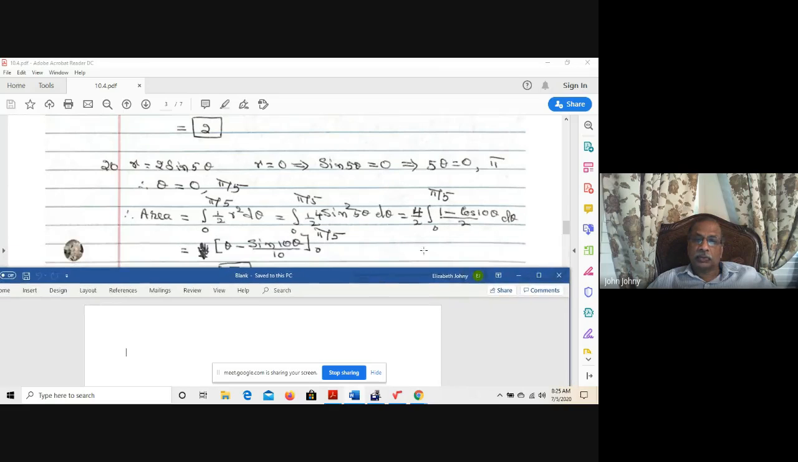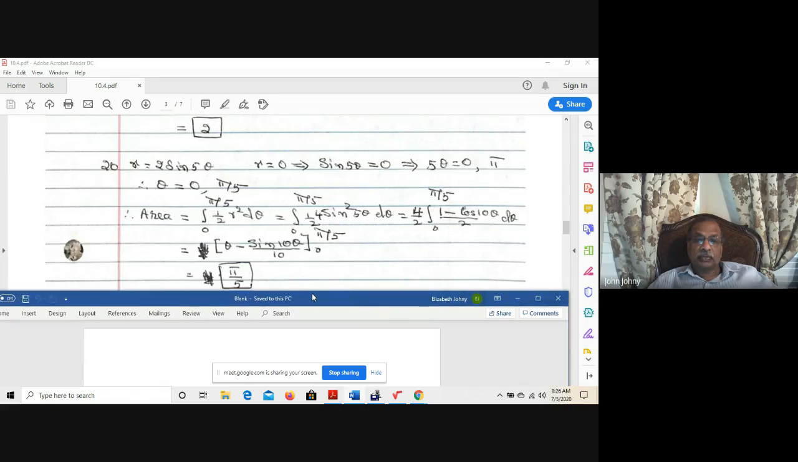And those 2s, 2 times 2 is 4, and 4 over 4 is a 1. So no number is outside, just 1. Integrate: the antiderivative of 1 is theta, and the antiderivative of cosine 10 theta is sine 10 theta over 10, because this 2 is already gone. So that is sine 10 theta over 10.